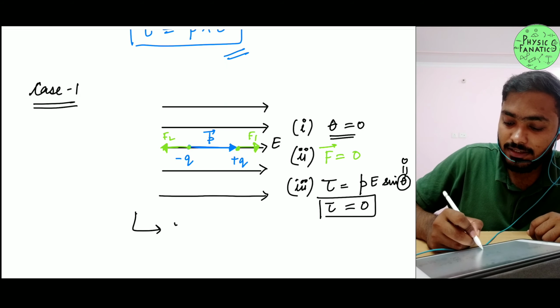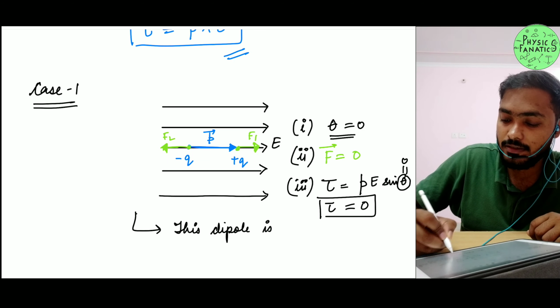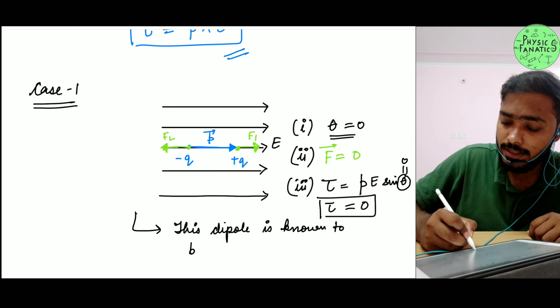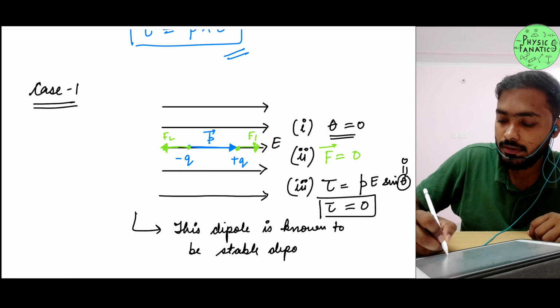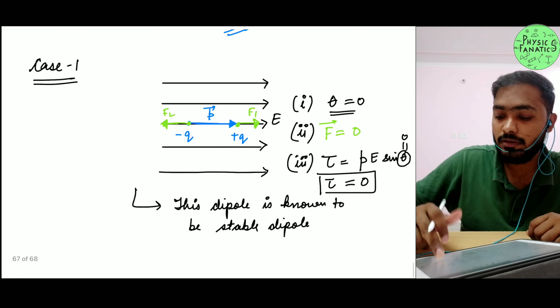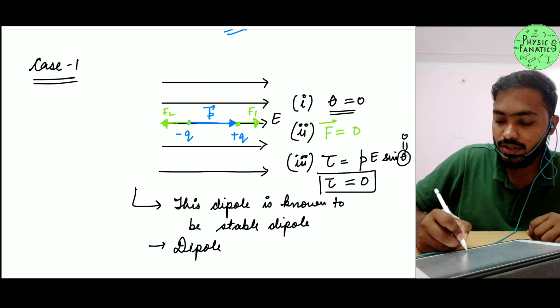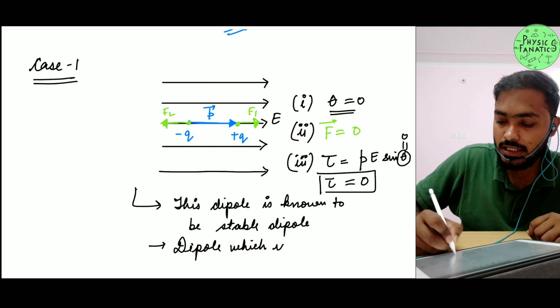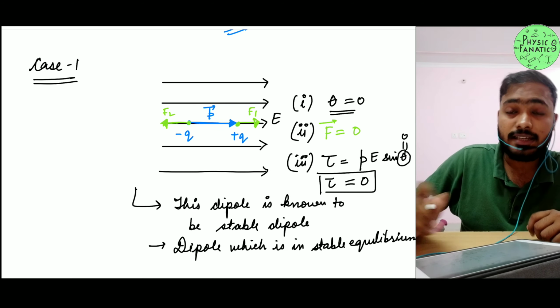So I can write here, this dipole is known to be a stable dipole, or a dipole which is in equilibrium. Or I should say stable equilibrium, a dipole which is in stable equilibrium. You can say it like this also, a dipole which is in stable equilibrium, right? It is in stable equilibrium.